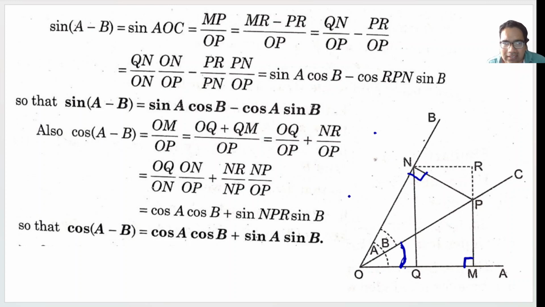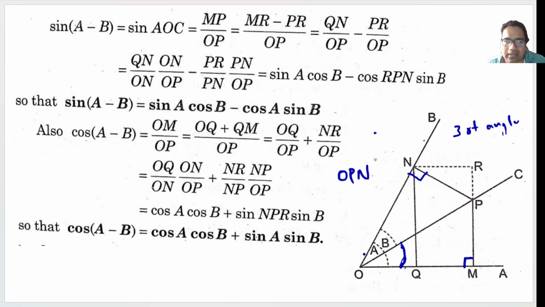Now, if you see, there are three right angle triangles. What are those? One is OPN, this big right angle triangle. Now, what are the legs? The legs are ON and NP. With both of these legs, there are two more right angle triangles.